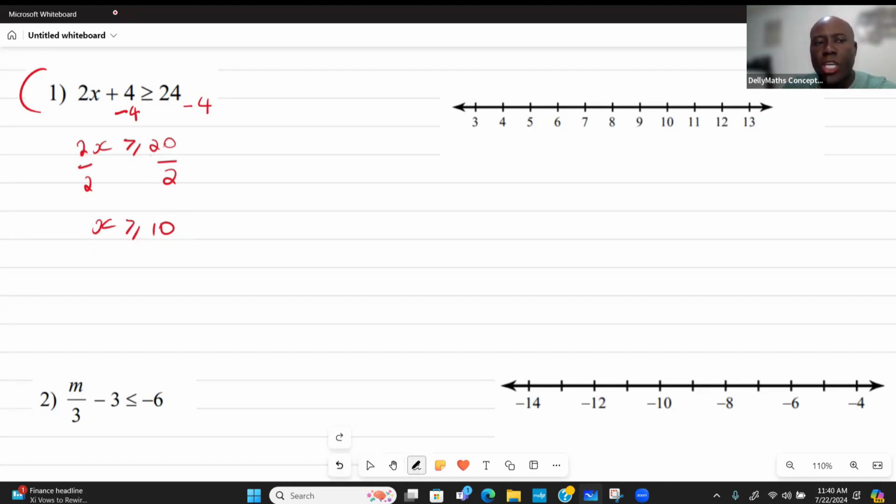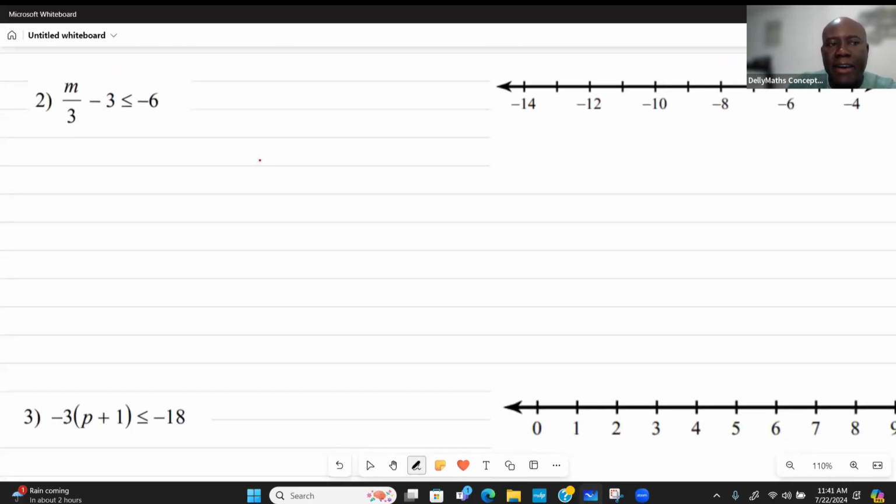Now remember, because there is a bar underneath my inequality, it means that at 10, I'm going to have a closed circle here. And then greater than, the numbers greater than 10, they're pointing in this way, so I'm going to point this way. So this is representing that x is greater than or equal to 10. As you can see, the numbers to the right of 10, they're greater than 10. Let's take a look at the second question.